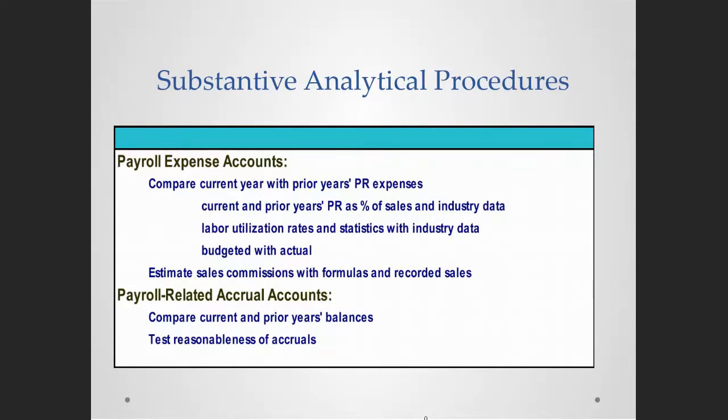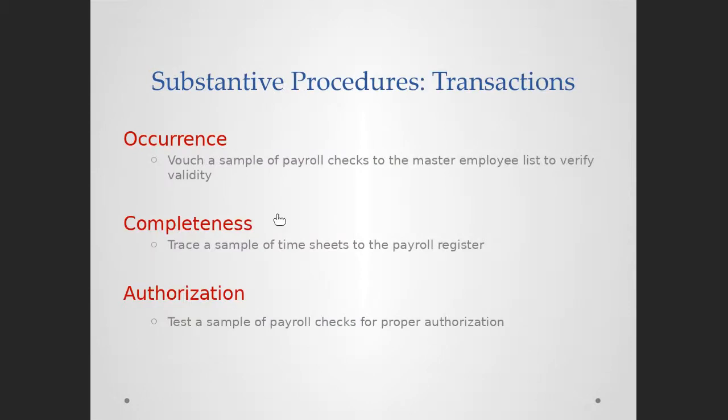Okay. Very good. Now, once we have done this, we go to the mother of all procedures, and that is the substantive procedures. We look at the transactions and the management assertions related to those transactions. The first thing we do is test the occurrence. Vouch a sample of payroll checks to the master file, to the master employee list to verify validity.